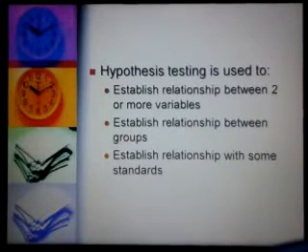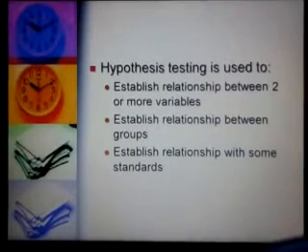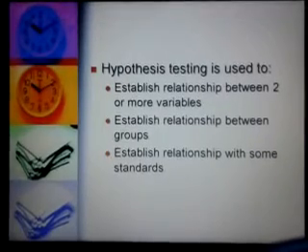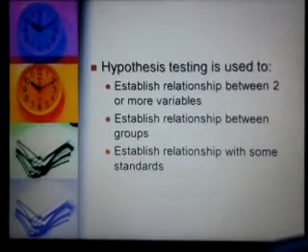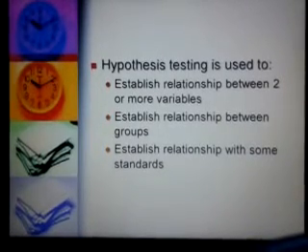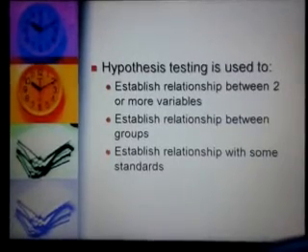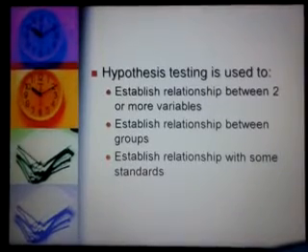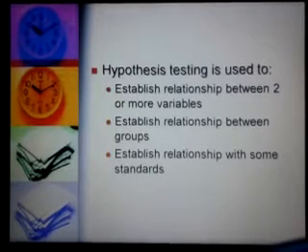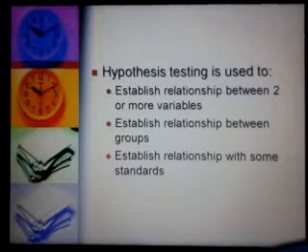So salaries of individuals having education up to 10th, salaries of individuals having education up to 10 plus 2, salaries of individuals having education up to graduation, are these related, are these equal or not? So this can be another type of hypothesis or assumption. So the variable is only one, it is salary, and what we are comparing is the salary among or between different groups or subgroups. So establish relationship between groups. Hypothesis testing can be used for this as well.